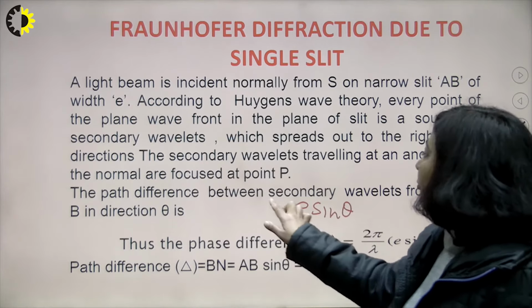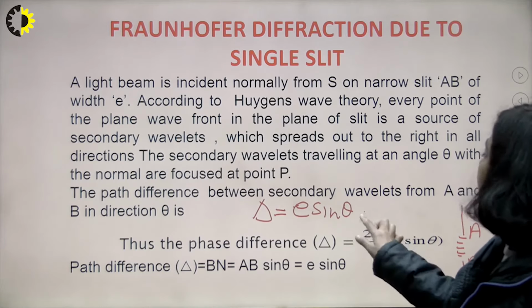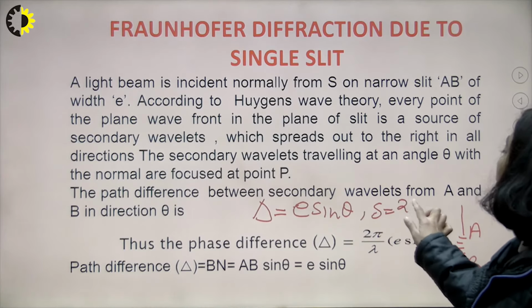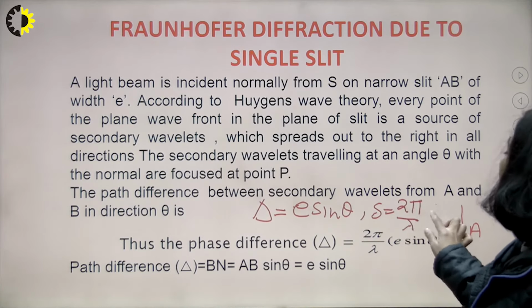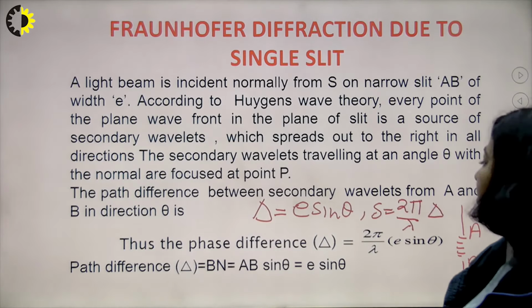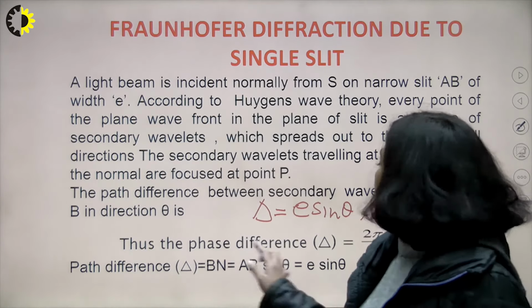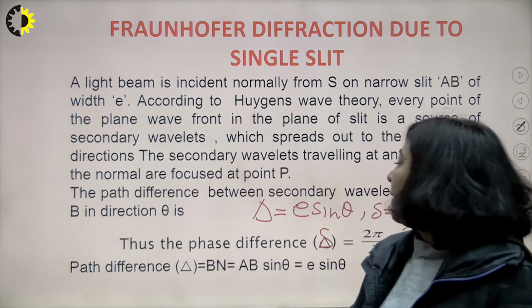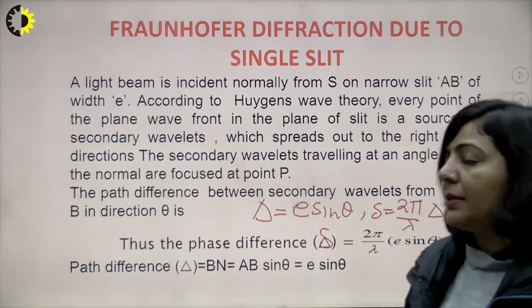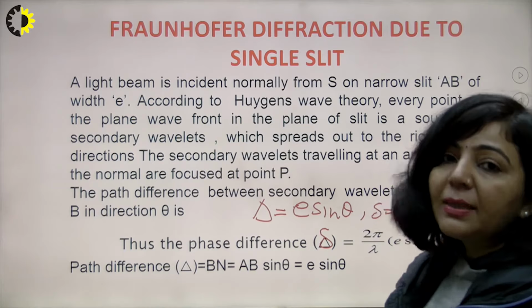If this is the path difference, what will be the phase difference? You know the relationship between path difference and phase difference. Phase difference will be equal to 2 pi by lambda times path difference. Using the same logic, you have this phase difference as delta equals 2 pi by lambda e sine theta. So this is your phase difference, and this e sine theta is the path difference.